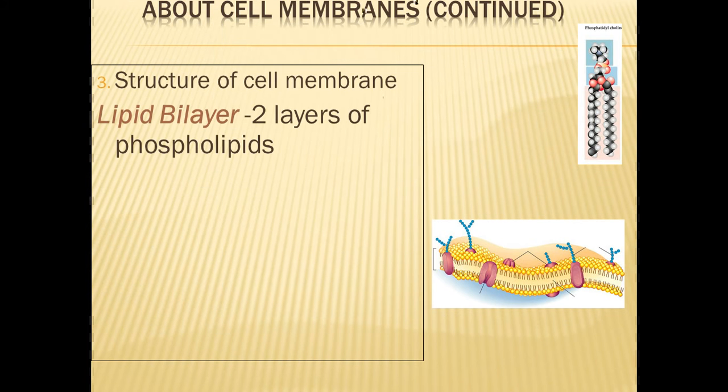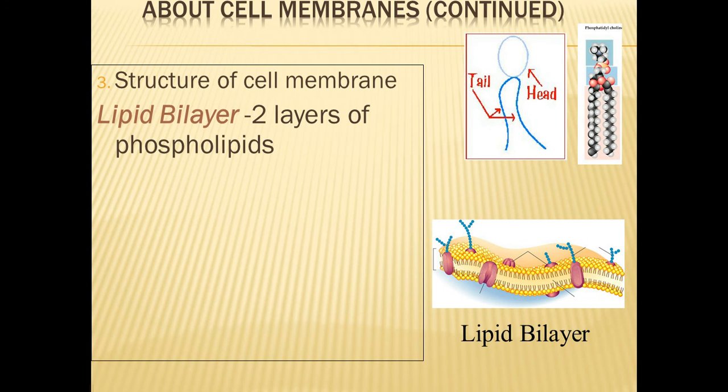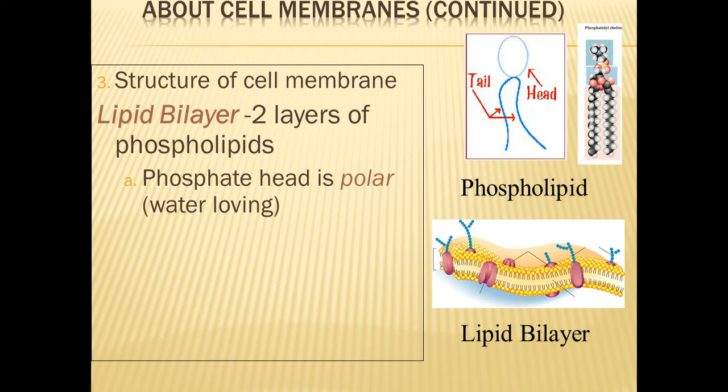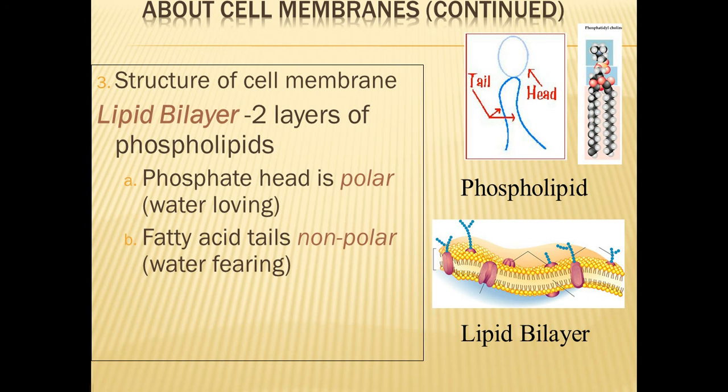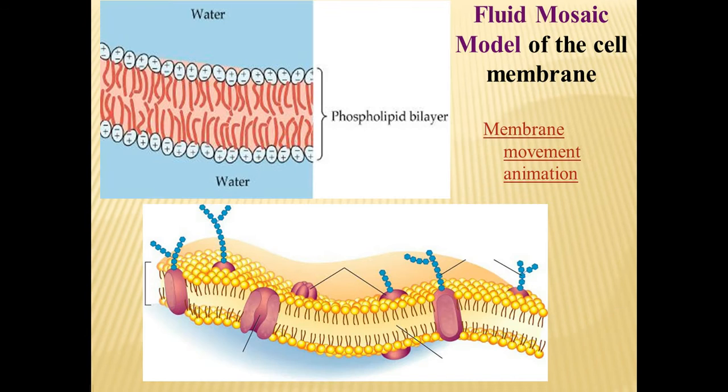The structure of the cell membrane. It's called a lipid bilayer, bi meaning it has two layers of phospholipids. Those layers are each made of one head and two tails. The phosphate head is polar, which means hydrophilic, it loves water. It's attracted to water. And the fatty acid tail is nonpolar, or hydrophobic. The proteins embedded in the membrane serve a special function. This is called the fluid mosaic model of the cell membrane.